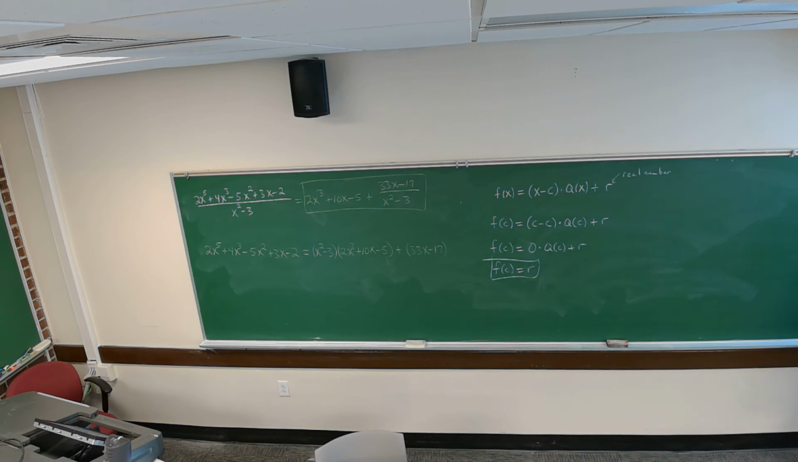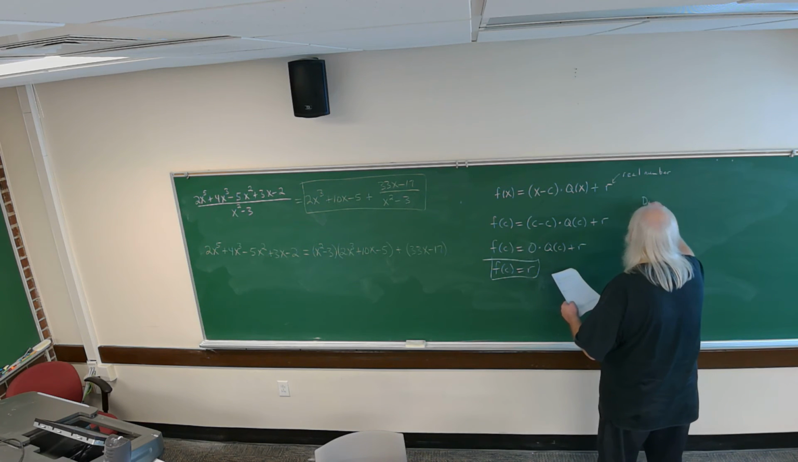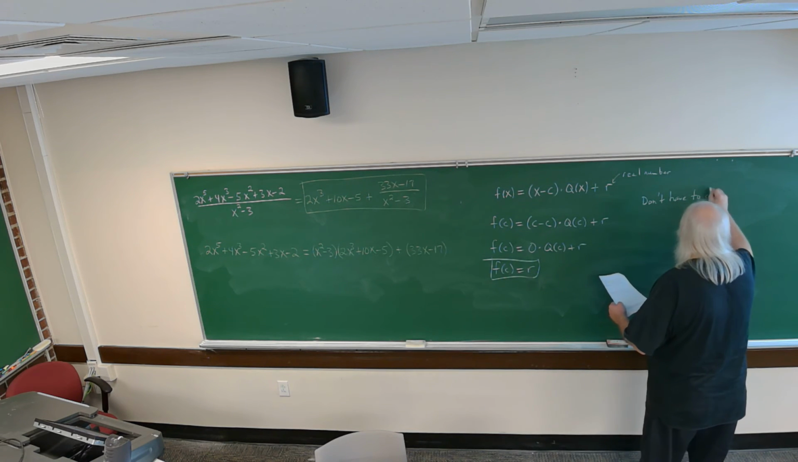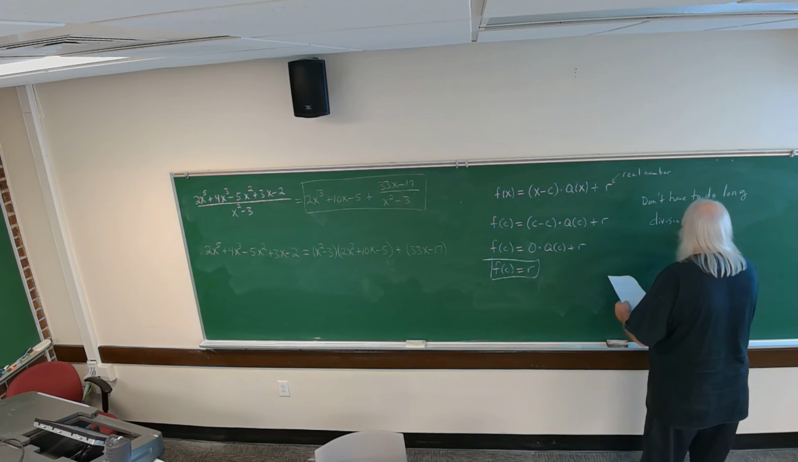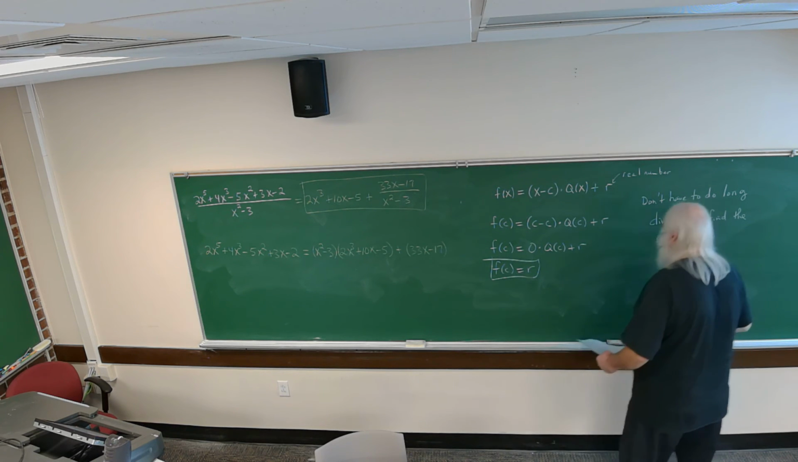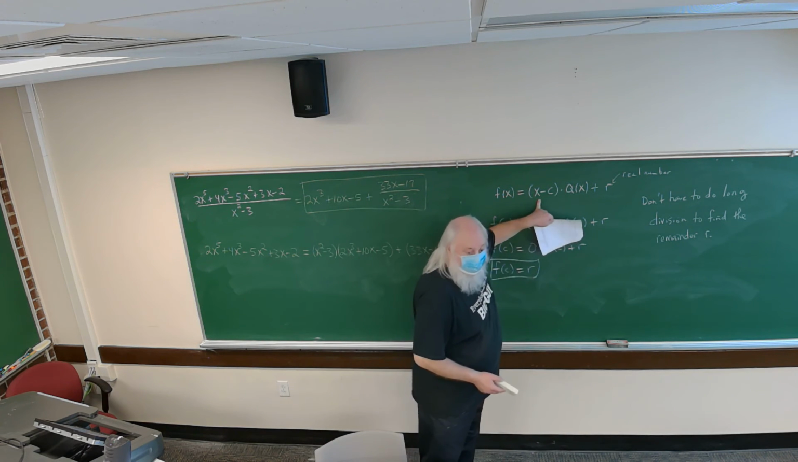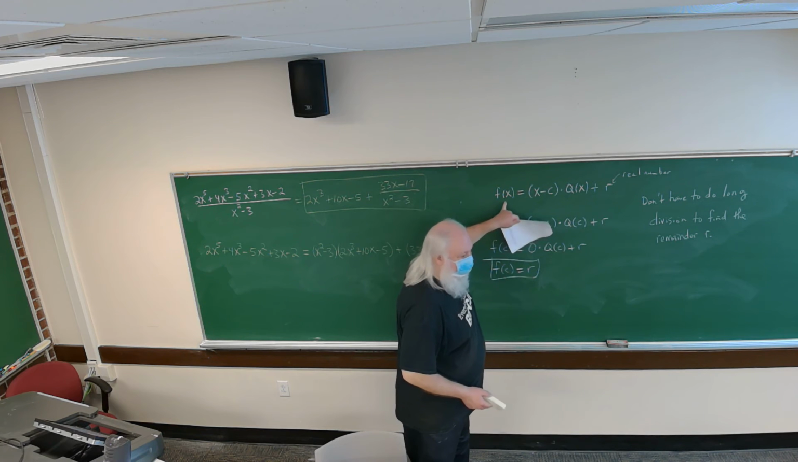So, in a nutshell, what the remainder theorem is saying is we don't have to do long division to find the remainder R. When the divisor is linear, x minus c, we don't have to do long division to find the remainder. You just evaluate the function at x equals c.